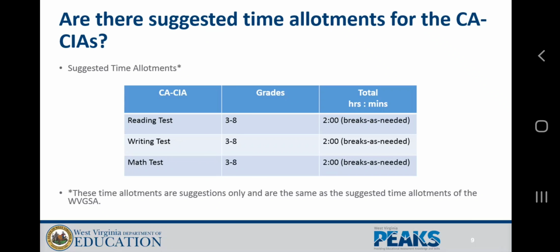Are there suggested time allotments for the CA-CIAs? You can use the table below with its suggested time allotments to help you plan for your administration of the CA-CIAs. For all three tests, reading, writing, and math, the suggested allotment time would be 2 hours with breaks as needed. These are the same as the suggested time allotments of the WVGSA.